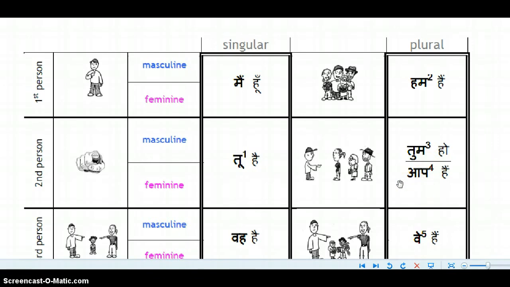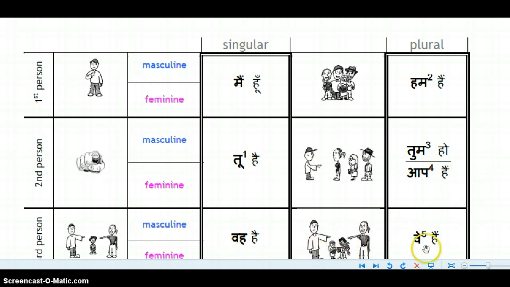The second person has the same kind of situation, and you can use it both for the singular and the plural. So you are, just like in English. The only difference is tum ho, and aap hain. Tum ho is for the informal, and aap hain is for the formal situation.